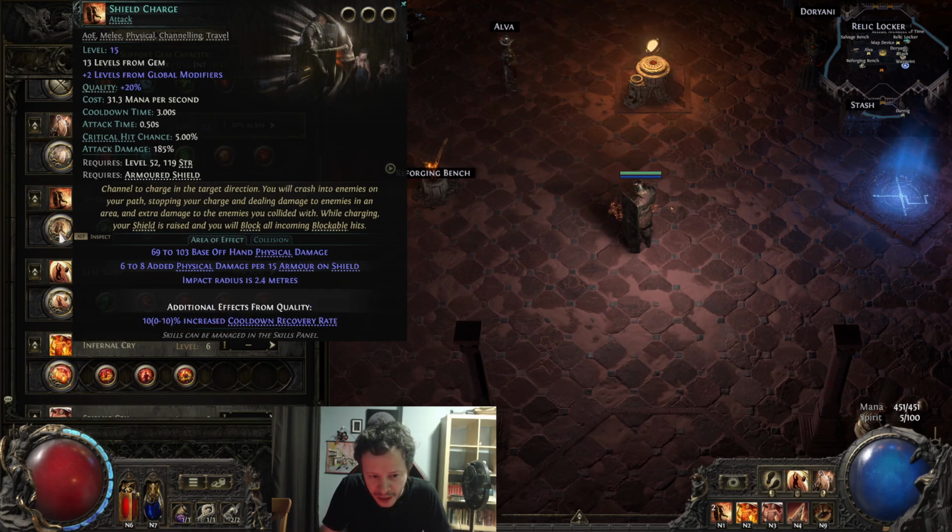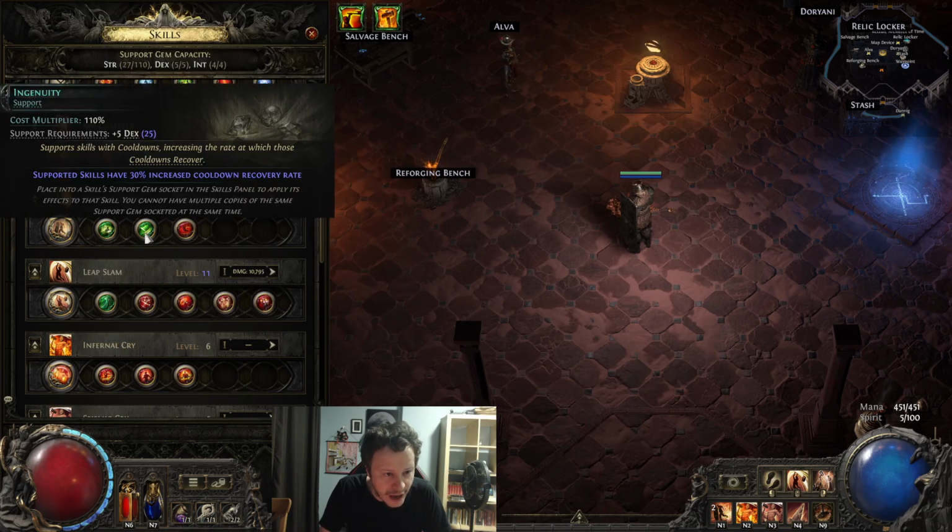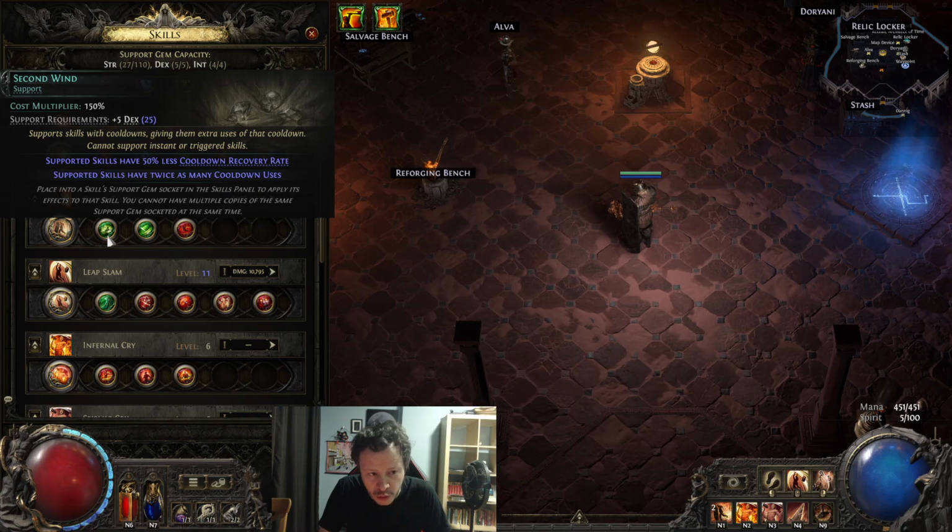So for example, I have it from shield charges quality, right? And I have it from Ingenuity. And to make the perfect example, I also have Second Wind in. It also makes the increased cooldown recovery rate less, right? So it penalizes our cooldown recovery rate.